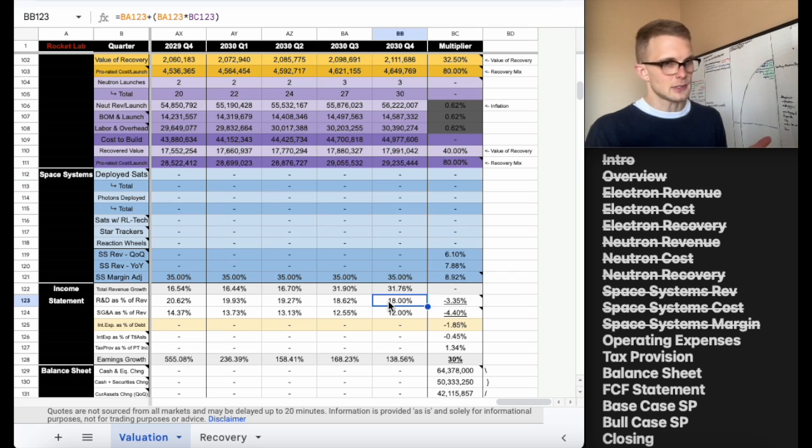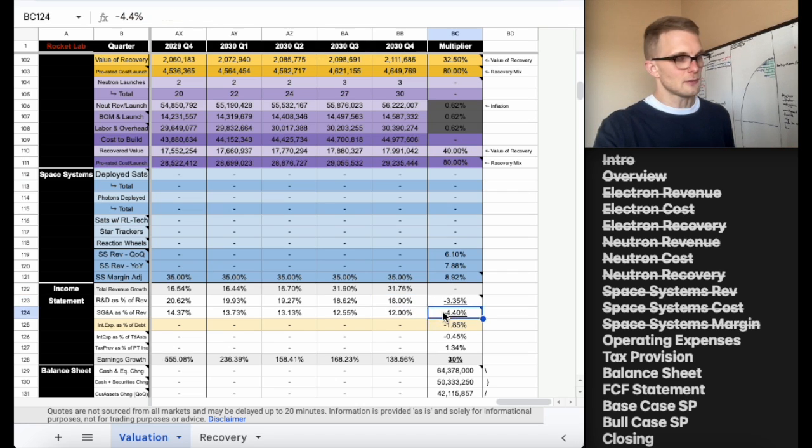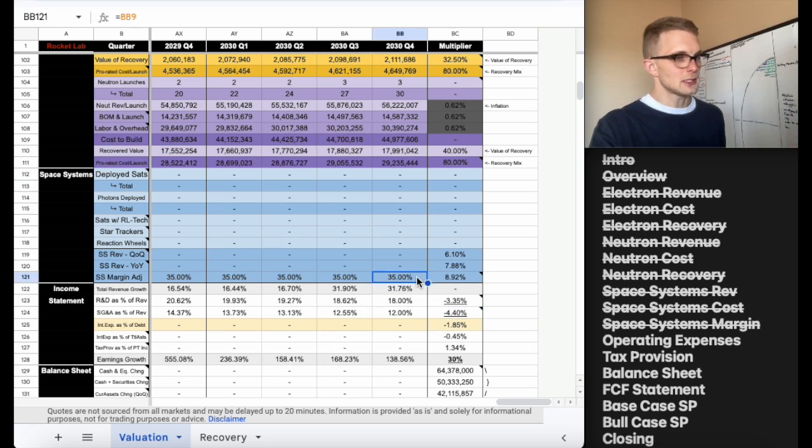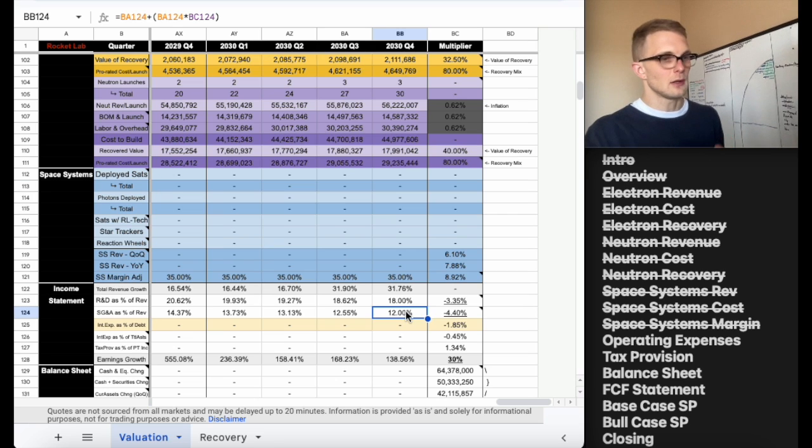Again, we go on the high side for the sake of conservation, that 18% for research and development as a percent of revenue. We're going to do the same thing for sales, general, and administrative. This was quoted from both Investor Days as 10 to 12%. So we use this multiplier to bring that as a percentage of revenue down to 12% over time.